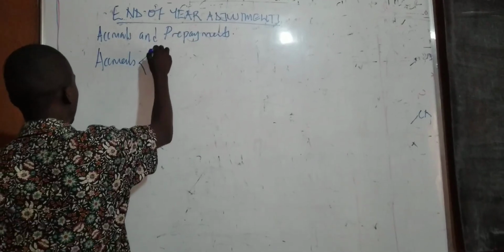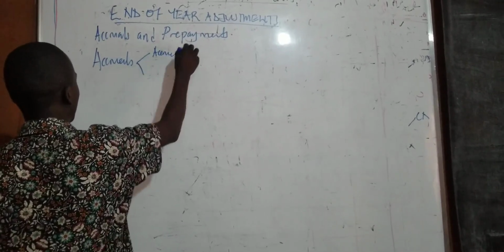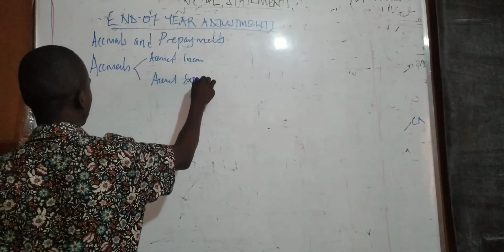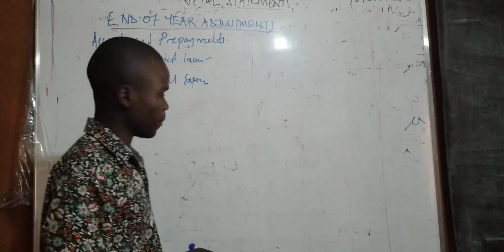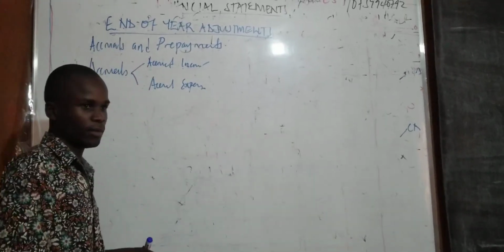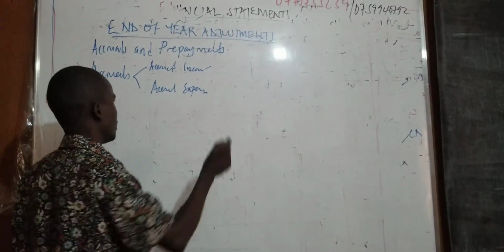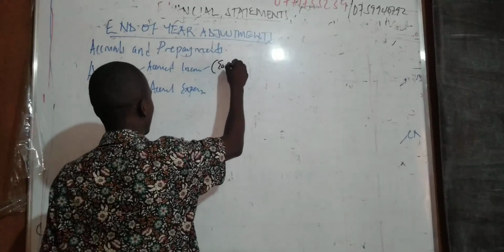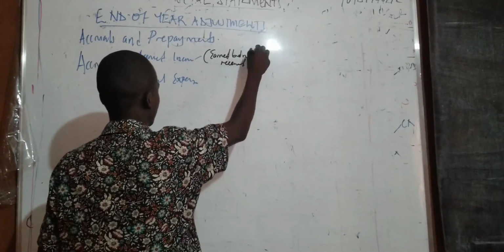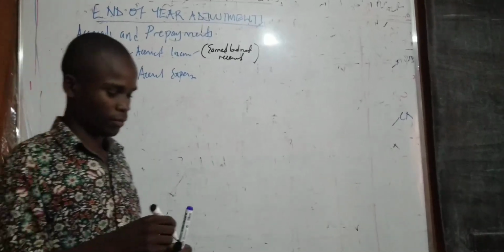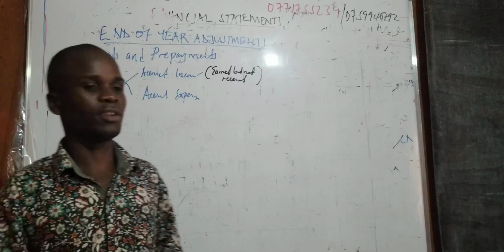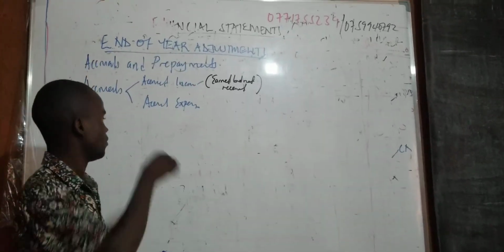We have accrued income and accrued expenses. What is accrued income? Accrued income refers to income earned but not received. For example, you've worked for someone, you've completed the job, but you've not been paid. So that is accrued income.